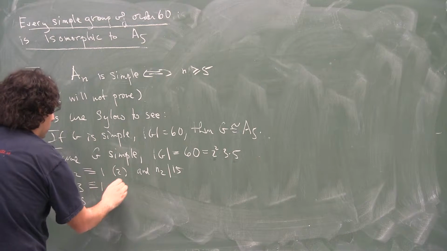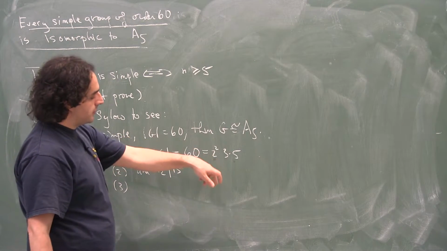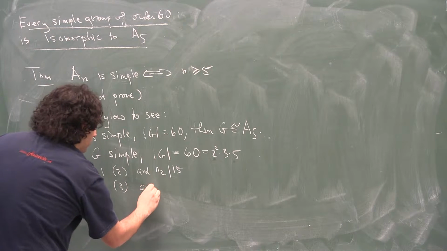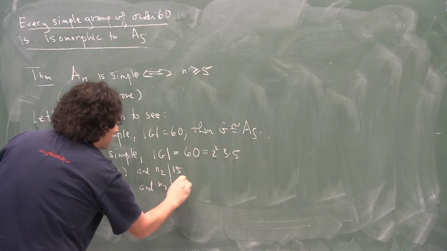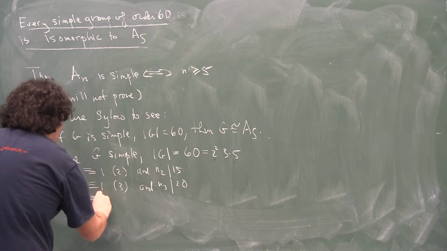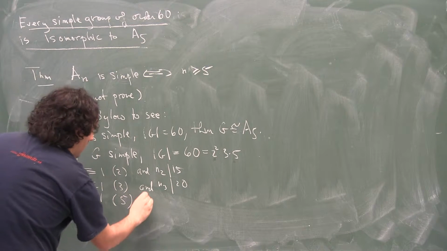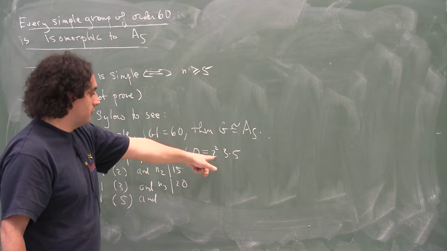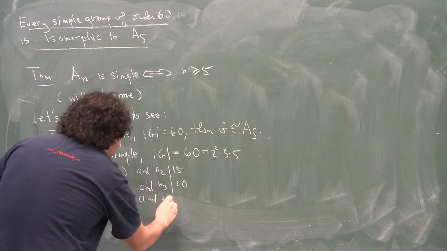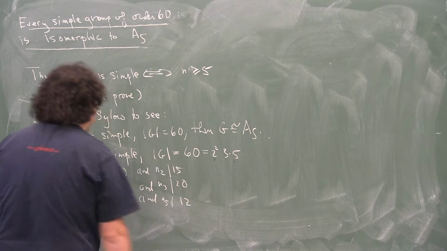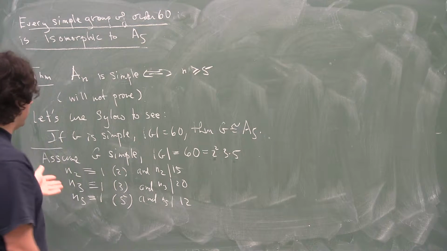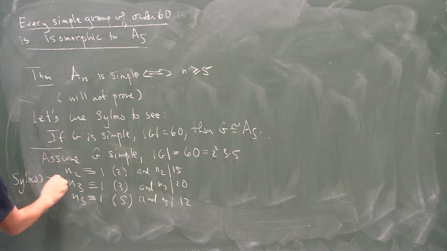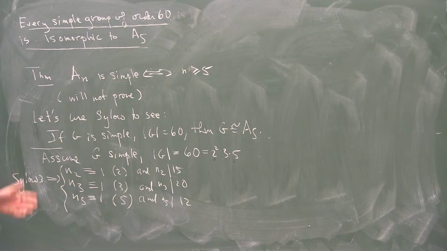n_3 is congruent to 1 mod 3, and the index is gotten just by taking off the part with the 3, so it's 2 squared times 5. And n_3 divides 20. And finally, n_5 is congruent to 1 mod 5, and it divides what happens if we take off the 5 here from the factorization. What's left is 2 squared times 3. Okay, what do we deduce from these? So this is all a consequence of Sylow 3. What do we deduce from this?